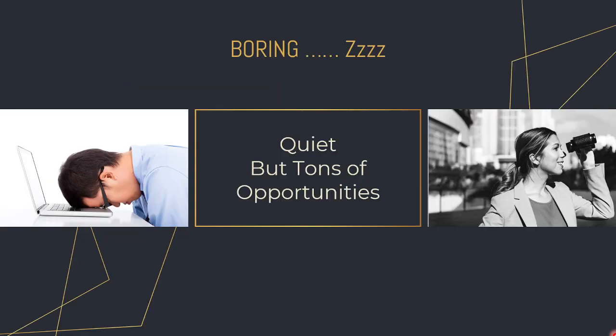Now, why boring markets? Boring markets can be boring, usually sideways with nothing to do, but if you know how to spot them, they actually do provide tons of opportunities to further enhance your portfolio.